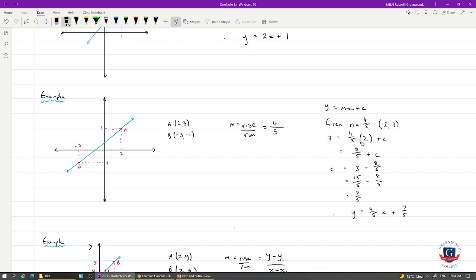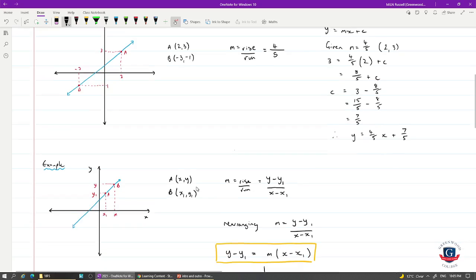This becomes 8 over 5. Here, I've swapped the sides over to make it a bit neater. Subtracted 8 over 5 from both sides. Multiplied by 5 over 5 to make 15 over 5, so I can subtract the 2 fractions, and I get left with 7/5. So c is 7/5. I can now plonk that on the back of my equation where the c goes, and I now have an equation that represents this blue line. It's y equals 4/5 x plus 7/5.